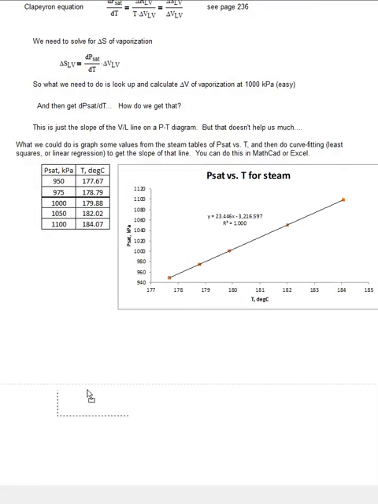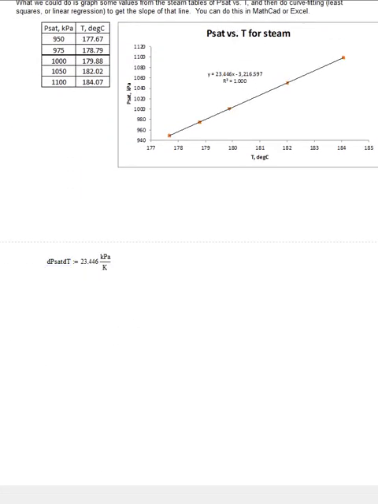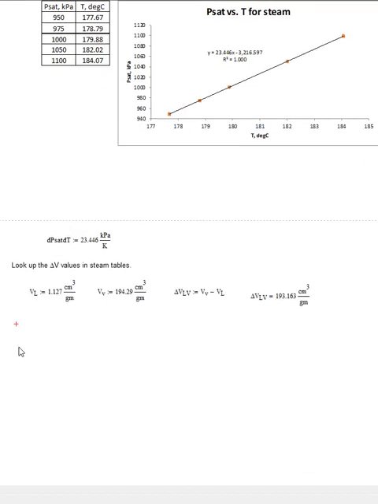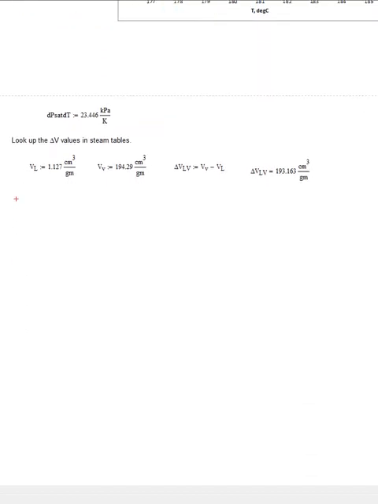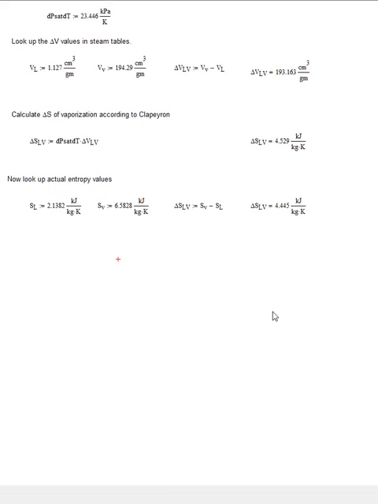And so my dPsat/dT, which is my slope, is about 23.446. Remember, include the units. I then look up the delta V values from my steam tables, and then I can calculate my delta S using the Clapeyron equation. So delta S is equal to dPsat/dT times delta V of vaporization, and I get about 4.53 kilojoules per kilogram Kelvin. I look at the actual values. Delta S actual is about 4.45, so a little bit of a difference. And again, remember, we're dealing with experimental data.